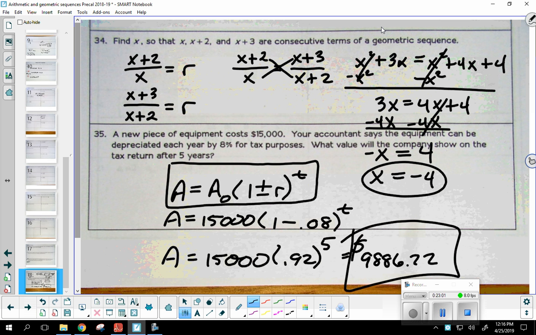Okay. Would anybody else have had that idea to work the problem the same way?